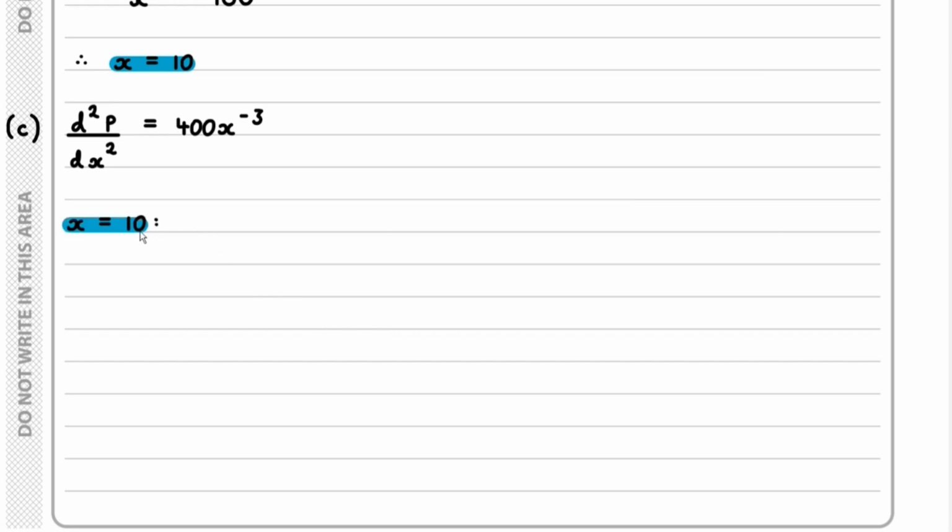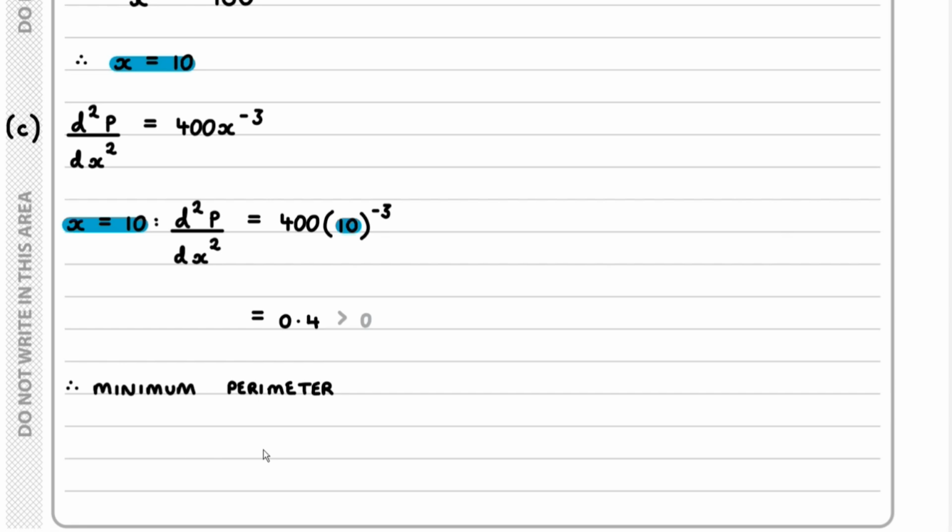So when x equals 10, d squared p over dx squared is equal to 400 multiplied by 10 to the negative 3. And you'll find that equals 0.4. And because 0.4 is greater than 0, we can therefore conclude when x equals 10, we have a minimum perimeter.